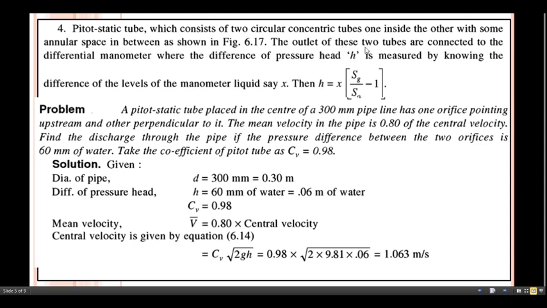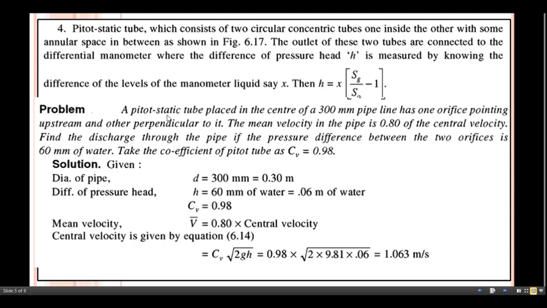The outlets of these two tubes are connected to the differential manometer, where the difference of the pressure head H is measured by knowing the difference of the levels of the manometer liquid, say X. Then H is nothing but X into Sg divided by S naught minus 1. Now let us discuss some of the numericals on the same topic.